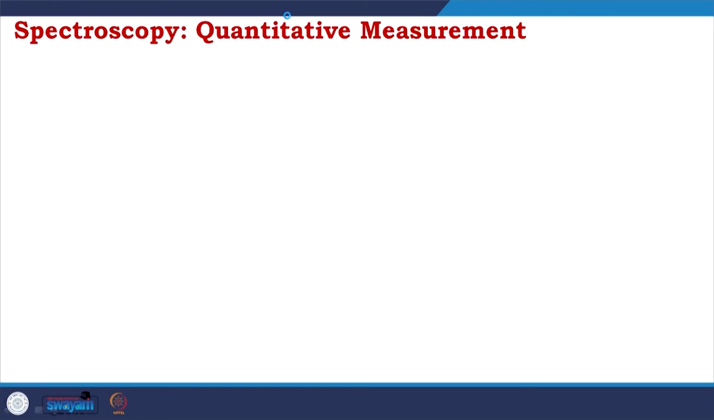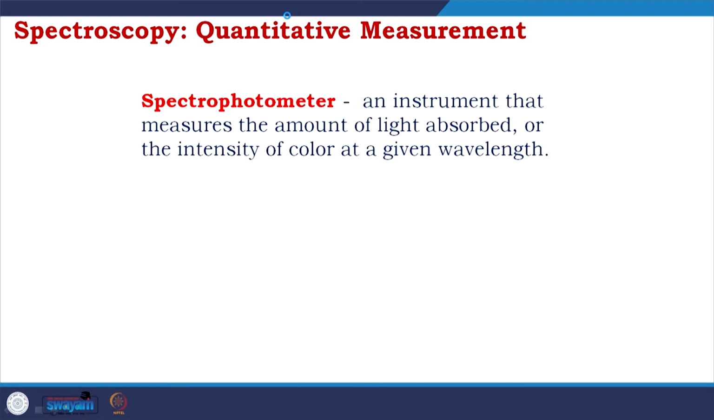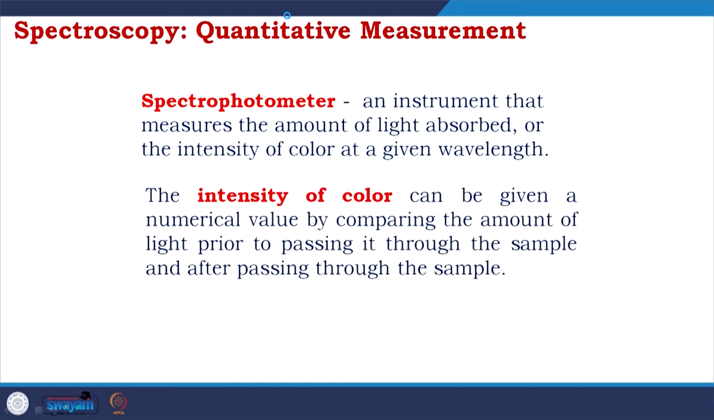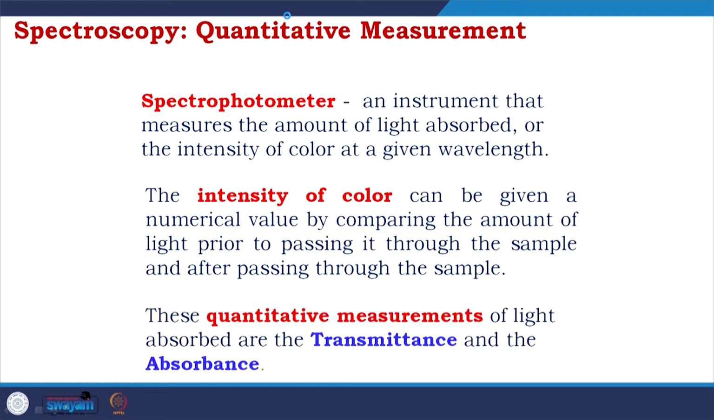Coming to quantitative measurement. So, as I told, it is called spectrophotometer, an instrument that measures the amount of light absorbed or the intensity of color at a given wavelength. The intensity of color can be given a numerical value by comparing the amount of light prior to passing it through the sample and after passing through the sample. These quantitative measurements of light absorbed are the transmittance and the absorbance, which we talked about.